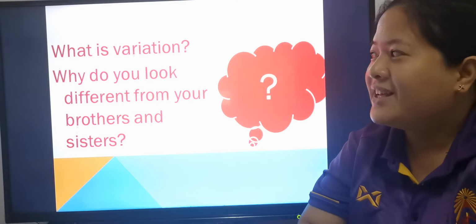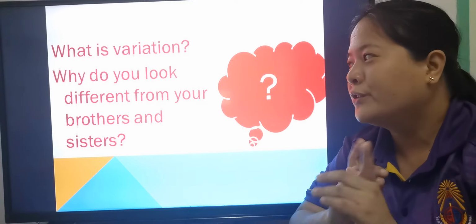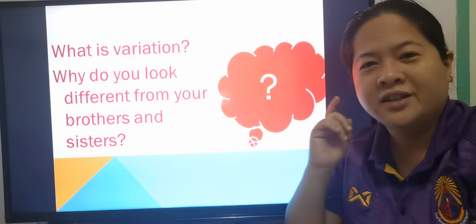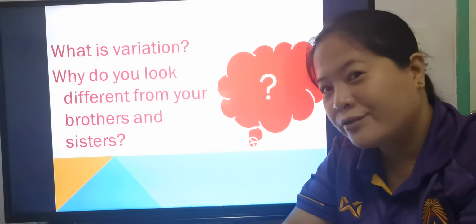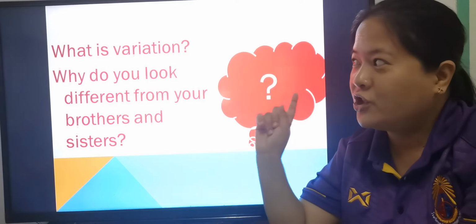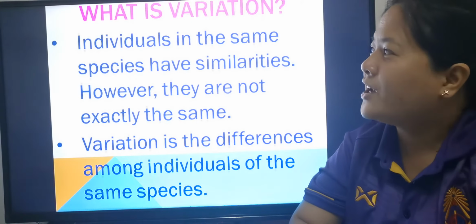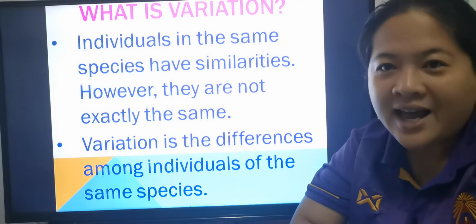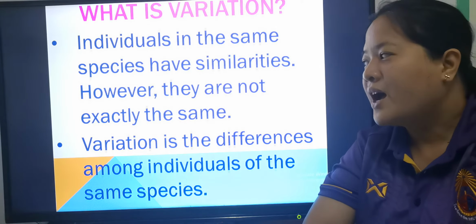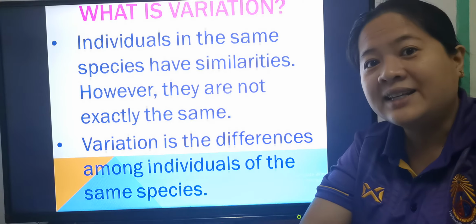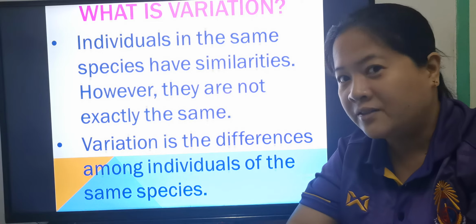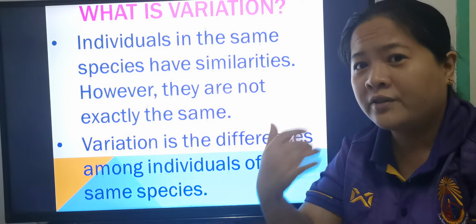Now, what is variation and why do you look different from your brothers and sisters? If you have the same mother and the same father, then why do you look different from your brothers and sisters? That is because of variation. Now, what is variation? You have to understand that individuals in the same species have similarities. However, they are not exactly the same. Teacher Yuri already explained about variation. We just need to review.